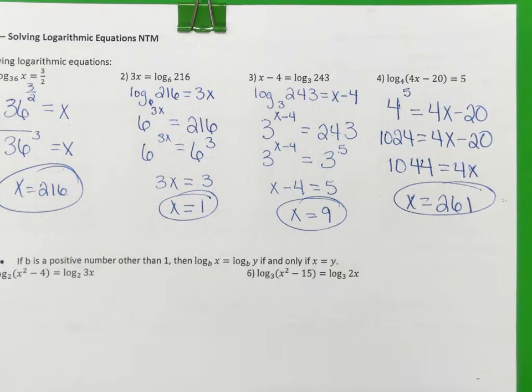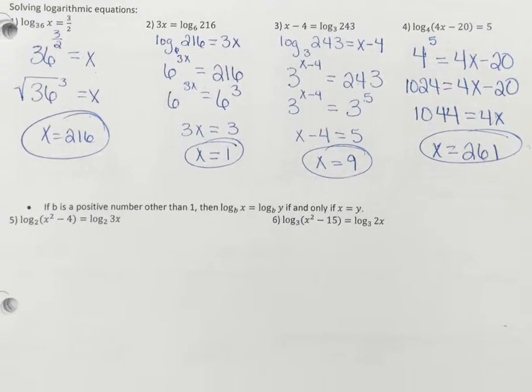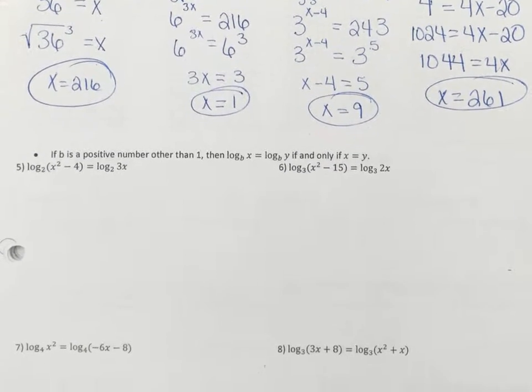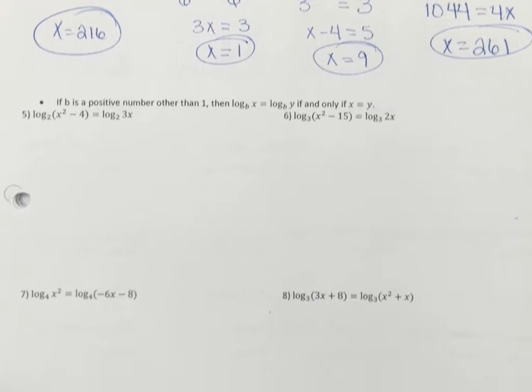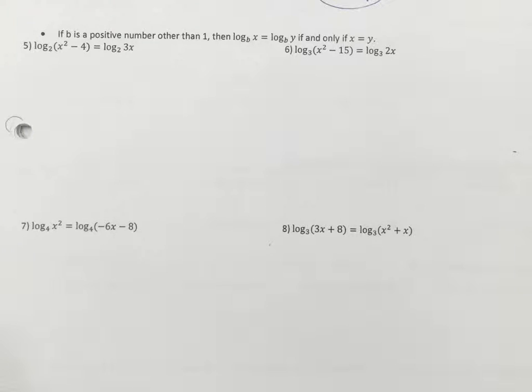Okay, let's see if we can finish out this page today. Here we go. All right, Matthew, can you read me that bullet right there above 5 and 6? If b is a positive number other than 1, then log base b of x equals log base b of y if and only if x equals y. Very good on reading that. So, what in the world does that mean?